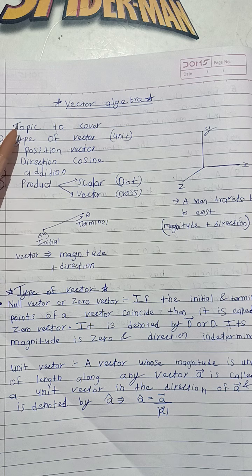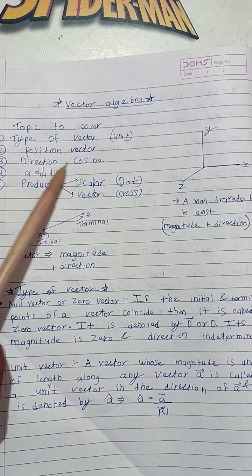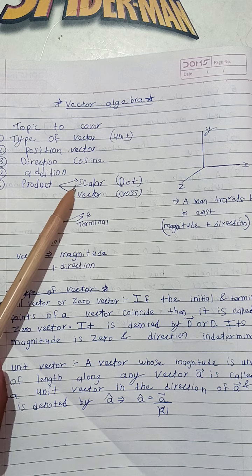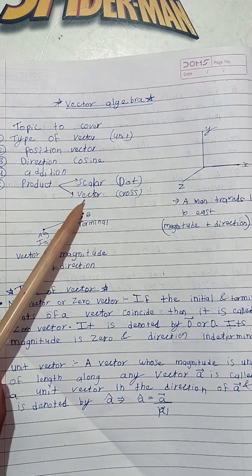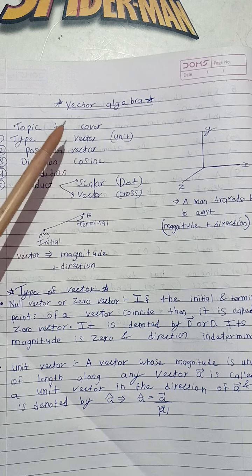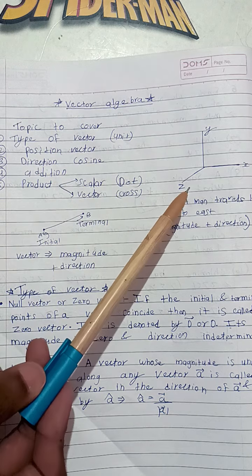These are the topics to be covered: types of vector, position vector, direction cosine, addition, product. There are two types of products: scalar product and vector product, which are also known as dot and cross product. Vector algebra is majorly studied in 3D.